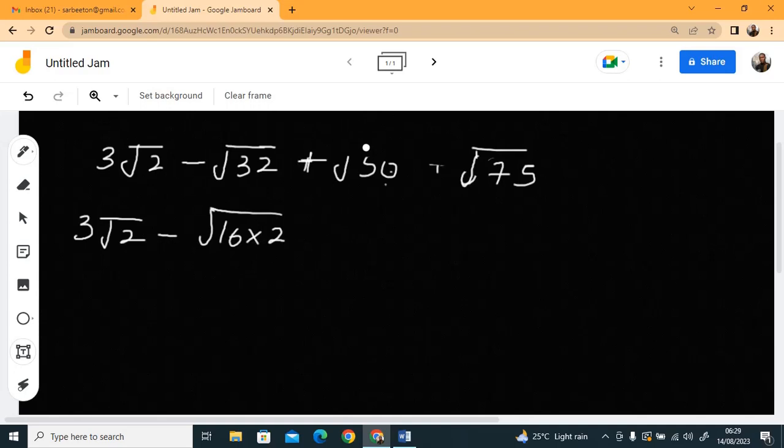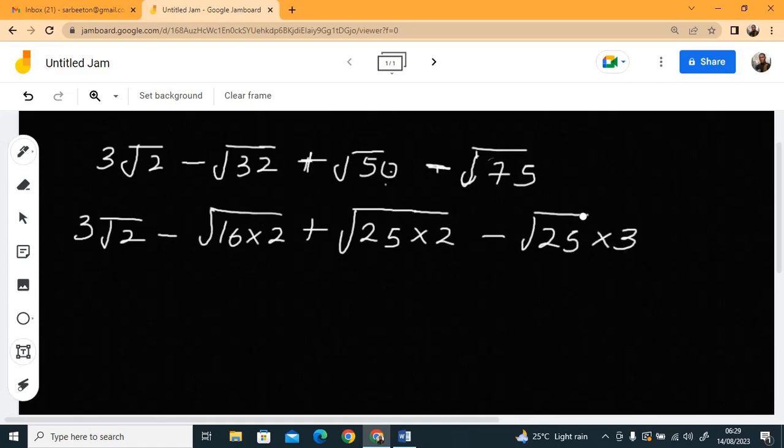When I use the same approach, this one is root 50. Now when I use 2 to divide 50, I will get 25. It means 25 is a perfect square and 2 is a non-perfect square. So the rule is satisfied already. So this is 25 times 2. Then here it is minus. So minus root 75, when you look at it, is 25 times 3. 25 is a perfect square, 3 is a non-perfect square.